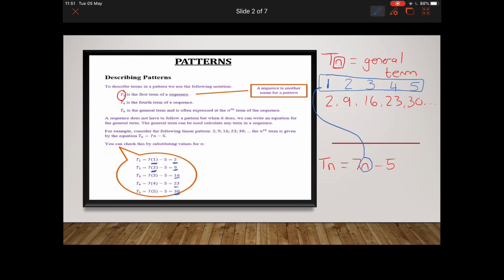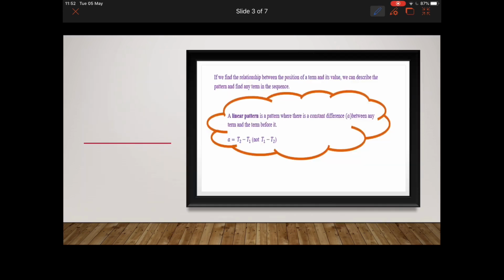So what we can see here is that when we substitute in a number in the place of n, we can calculate any term in the sequence. And that's proven by what we've just done now: we've taken our pattern and substituted in our terms 1 through to 5, and it's given us the exact same answer as our pattern that we see there, or as our sequence.